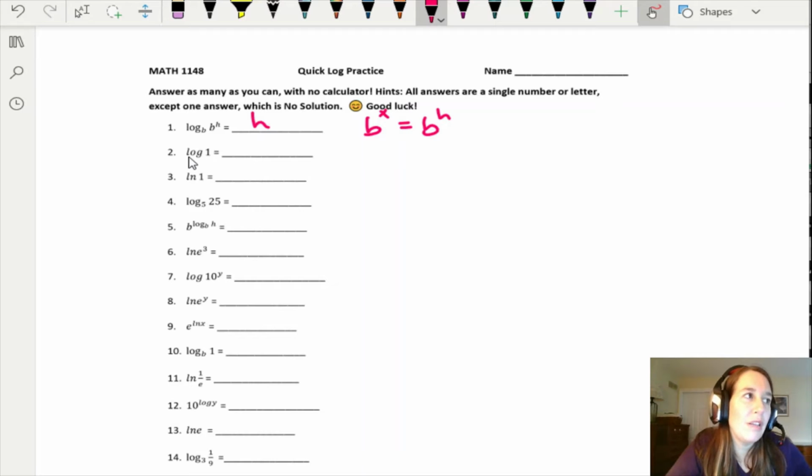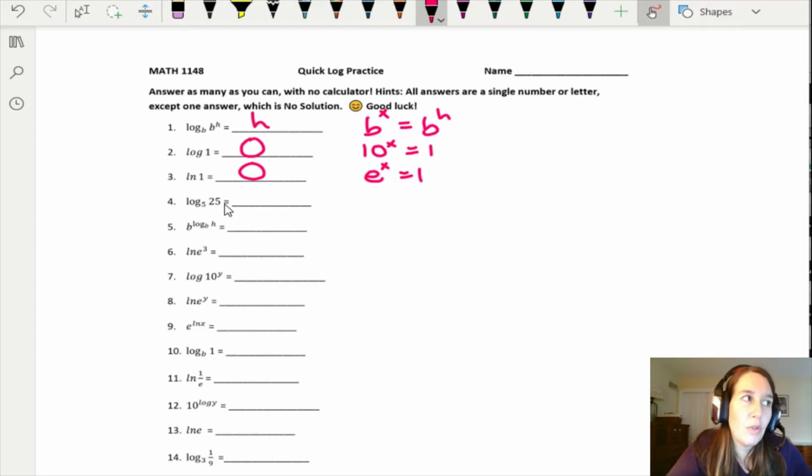This one, log of 1. Okay, now you know that the base here is 10, right? So 10 to what power is equal to 1? Hopefully you know that anything raised to the 0 power is equal to 1. Okay, number 3, actually same deal. This is e because it's natural log, but it's e to what power equals 1? That's also going to be 0.